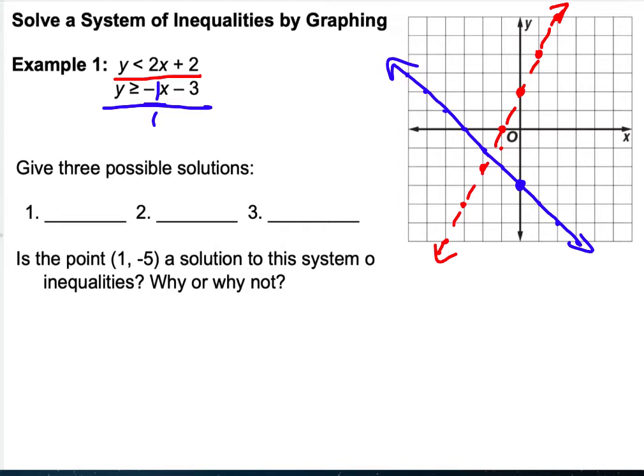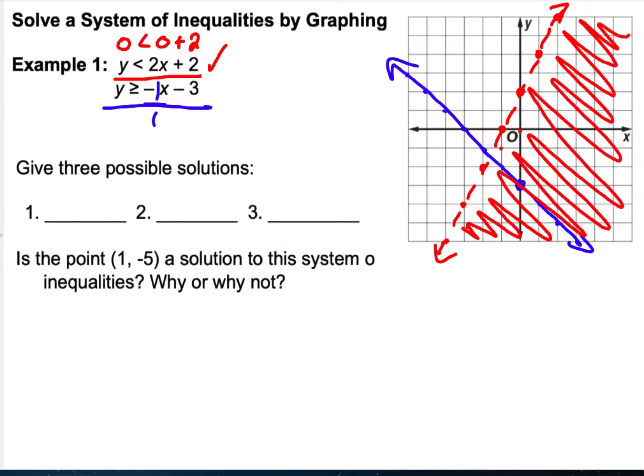Okay. For this one, we're not as interested in where they meet. We're going to be more interested in their shading and where it overlaps. So I'm going to go back to my first one, and I'm going to plug in the point 0, 0. So I'm going to put in 0 for y and 0 for x. So 2 times 0 is going to be 0. So is it true that 0 is less than 0 plus 2? Well, yeah, 0 is less than 0 plus 2. So that means I want the point 0, 0. So I'm going to shade the side of my red line that included 0, 0. Same rules as from before. Now I'm just going to do it twice.